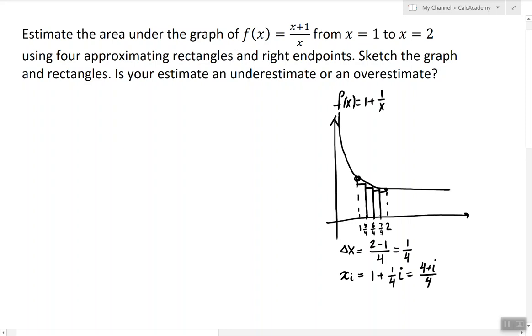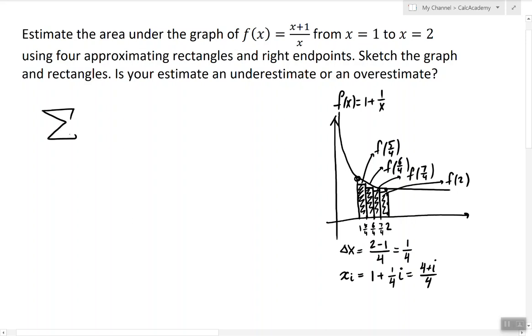So if we're using the right endpoint to construct a rectangle, that means the height of the first rectangle will be f(5/4). The height of the second rectangle will be f(6/4). The height of the third rectangle will be f(7/4). And the height of the last rectangle will be f(2). So that means the total area under the graph can be approximated by this expression.